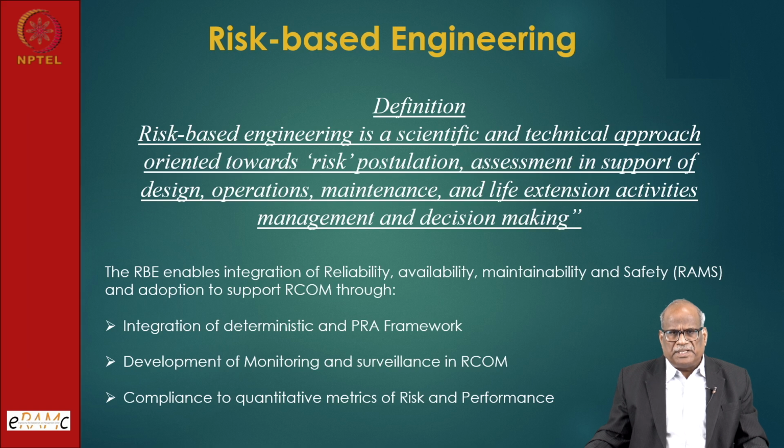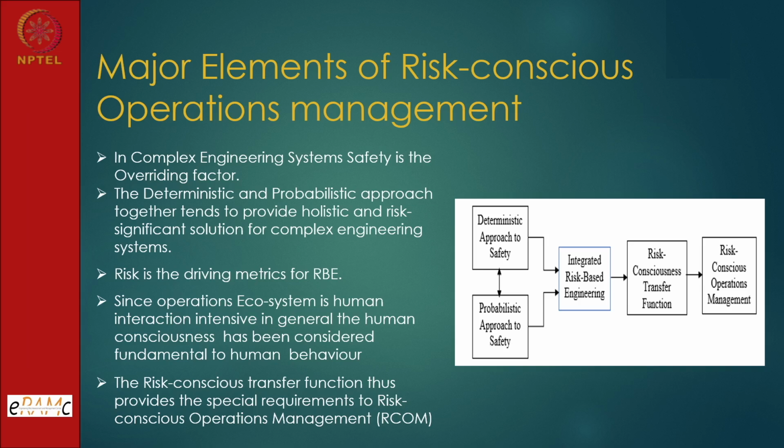So these are the derivatives from risk-based engineering, which it enables in respect of reliability, availability, maintainability, safety. Safety means we are talking about risk, and through this risk matrix we are trying to address the full RAMS paradigm. Okay. So what are the major elements?